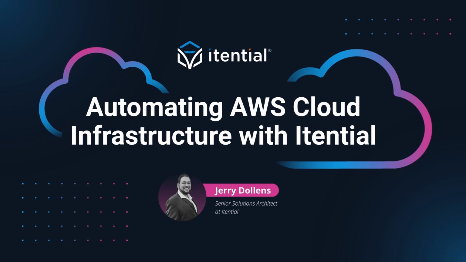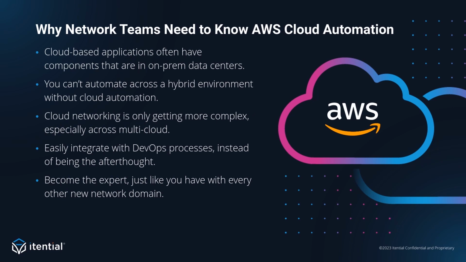Before we start, let's talk about why it's important for network teams to know about AWS cloud automation. I want you to think about the applications that your organization uses every day. Do they reside in the cloud? Are they only in the cloud, or do they have data that lives in your data center? Perhaps you have policies that require you to store data on premises.